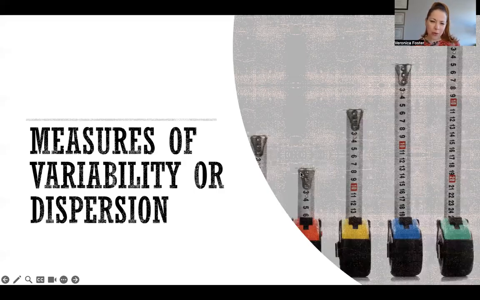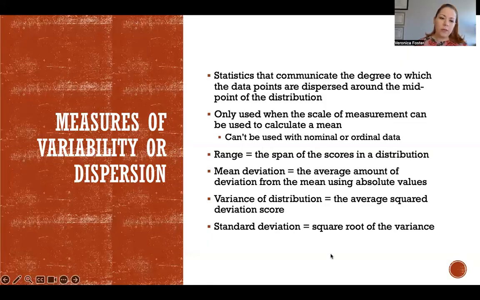Hello, in this video, I'm going to tell you about measures of variability or dispersion, and I'll go through some of the advantages and disadvantages and when we would use certain ones. So measures of variability or dispersion are statistics that communicate how far a data point is on average from the midpoint of the distribution.